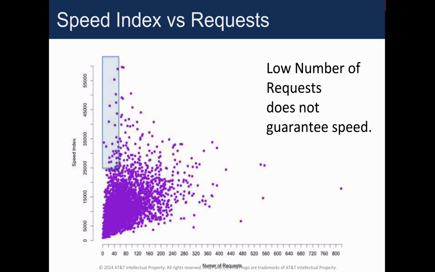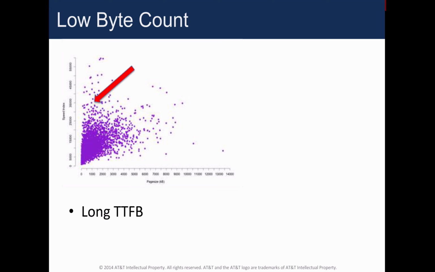The theory is make your site small, have fewer requests, and you'll have good performance. But what's going on with these sites that have a low number of requests or a low number of bytes, but are still slower, over 25 seconds to load? Here's one example of a site, and I've tried to pinpoint the dot in the graph. The problem with this site is it has a long time to first byte.